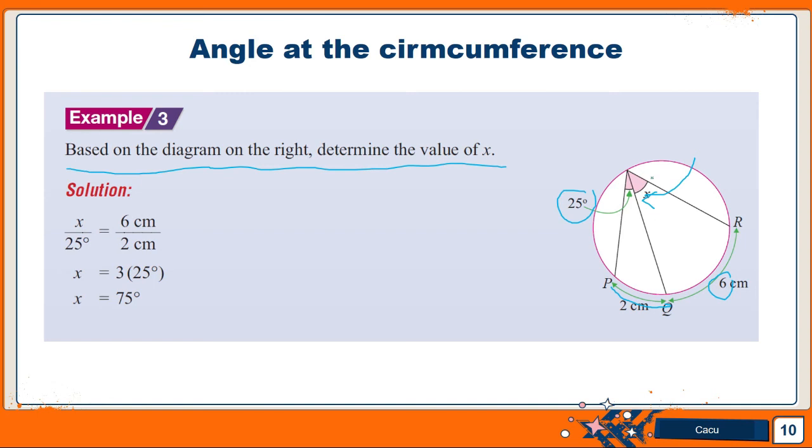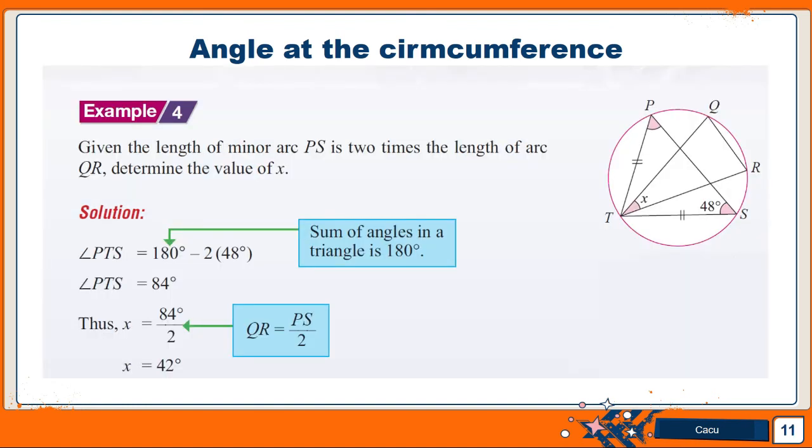Okay, or you can do it in the form of ratio like this. X over 25 degrees is equal to 6 over 2 centimeters. When you simplify it, 2 times 1 is 2, 2 times 3 is 6. So to find the value of X, it will be 3 times 25. Therefore, the answer is 75. Okay, we look at the last example for today here.